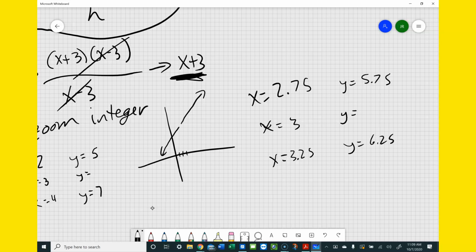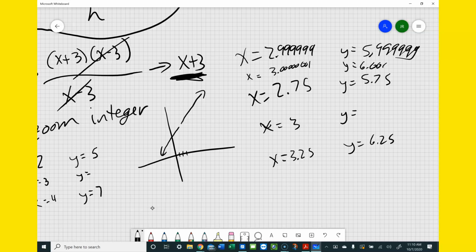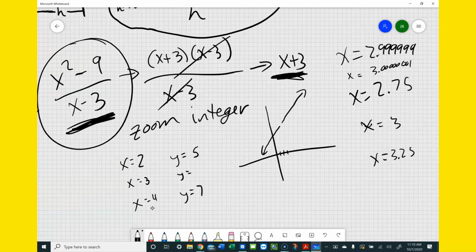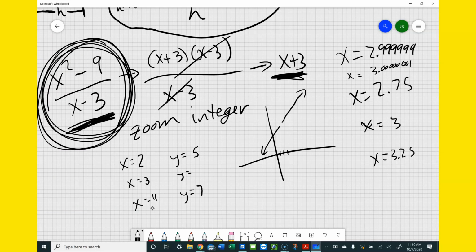And you can zoom in again, and it'll get closer and closer and closer, to where maybe x equals 2.999999, and y will equal 5.999999, or x might equal 3.000000001, and y would equal 6.0000001. And you can continue to do that for a long time. The point being, you can't say what this function equals when x is 3 because it's undefined there. But you can say what the function approaches as x approaches 3.